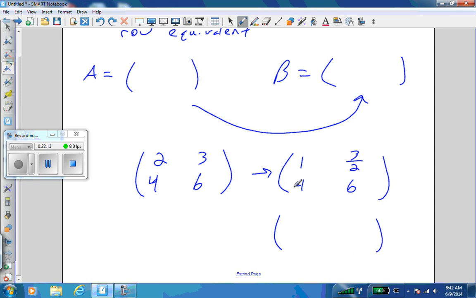We could get a 0 here if we wanted by multiplying row 1 by minus 4 and adding that to row 2. So if we do minus 4 plus that, we get a 0. Minus 4 times this plus that, we get a 0 here. All of these matrices are said to be row equivalent because we can attain one from doing row operations on rows. We can get one from the other. So all of these are said to be row equivalent.